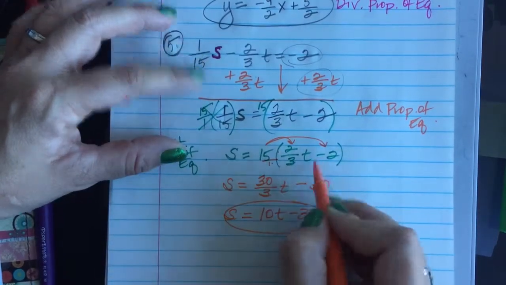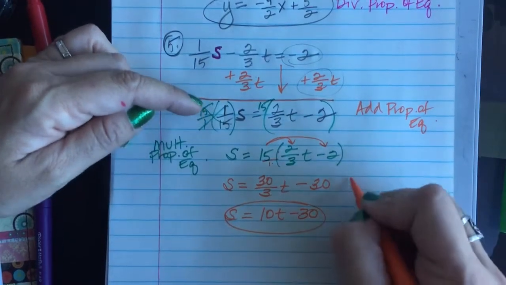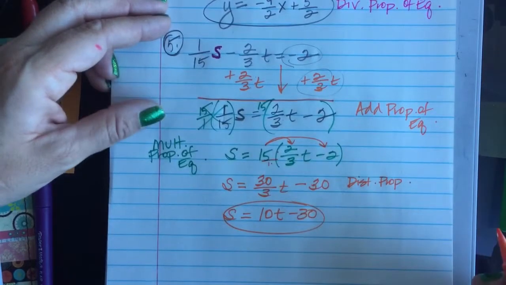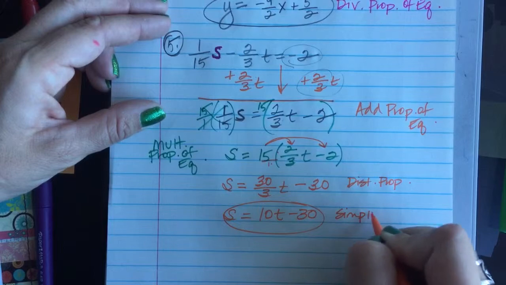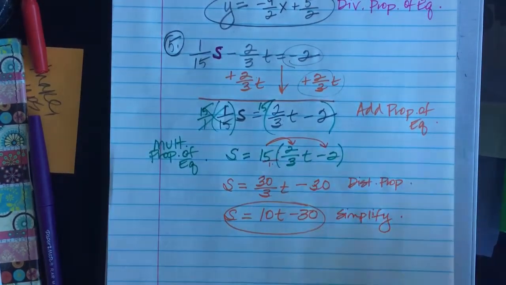Actually, that's way prettier than where I stopped there. And right here, I would justify this with distributive property. And I don't know if I would even justify this next step by saying anything other than I simplified, because I took my 30 over 3 to 10.